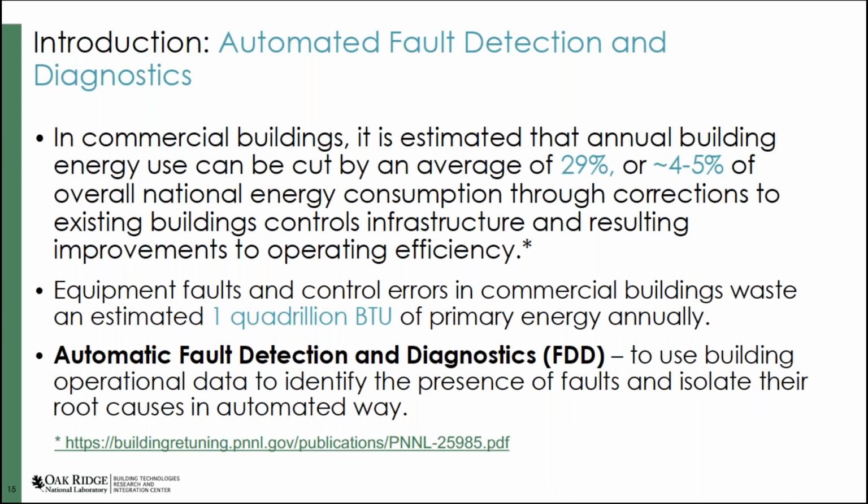It is also known that equipment faults and control errors in commercial buildings waste an estimated 1 quadrillion BTU of primary energy annually. So we can see there is a great opportunity here to save energy. As a way of finding and analyzing the building faults, various automatic fault detection and diagnostics methods have been studied, developed, and implemented in buildings for many years. AFDD is an automated procedure of investigating faults and identifying the location and causes of abnormal symptoms. Next.